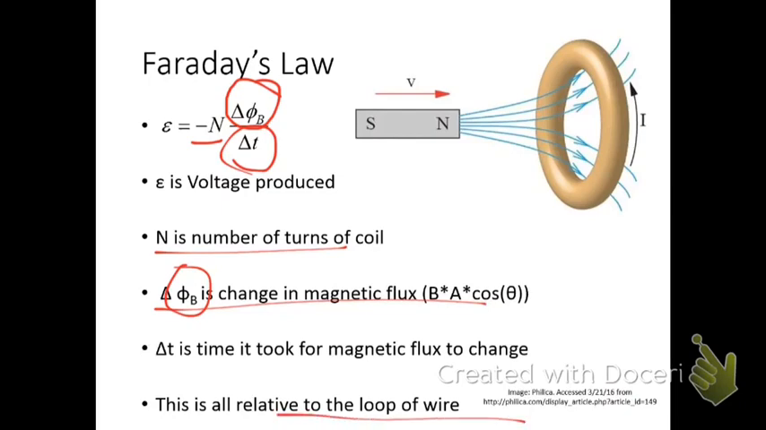So, if the magnetic field gets stronger or weaker in that loop of wire, you get a voltage. If the magnetic field doesn't change, but the cross-sectional area of the wire does, you get a voltage. If the magnetic field and the cross-sectional area don't change, but theta does, which is the angle relative to the field lines that the cross-sectional area has, then you get a voltage. And delta t is the time it took the magnetic flux to change. So the faster you can change this flux, the more voltage you're going to get out of it.